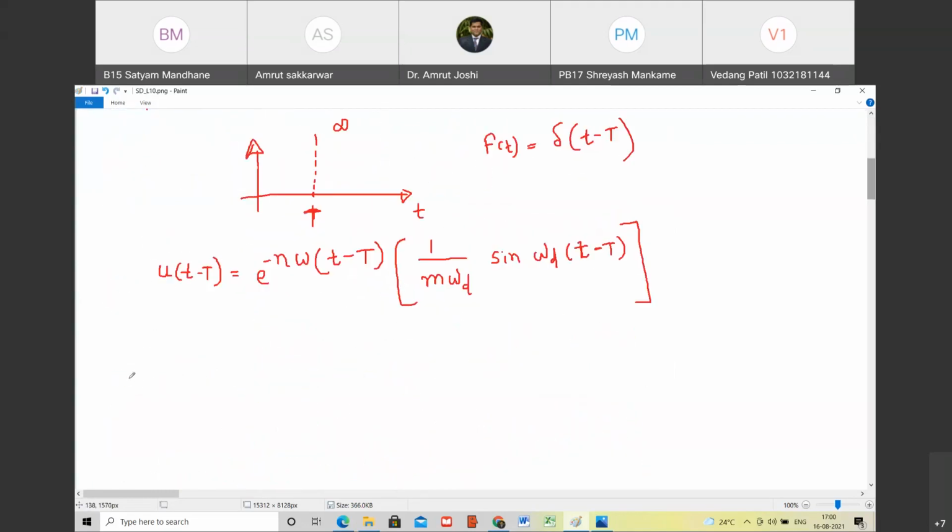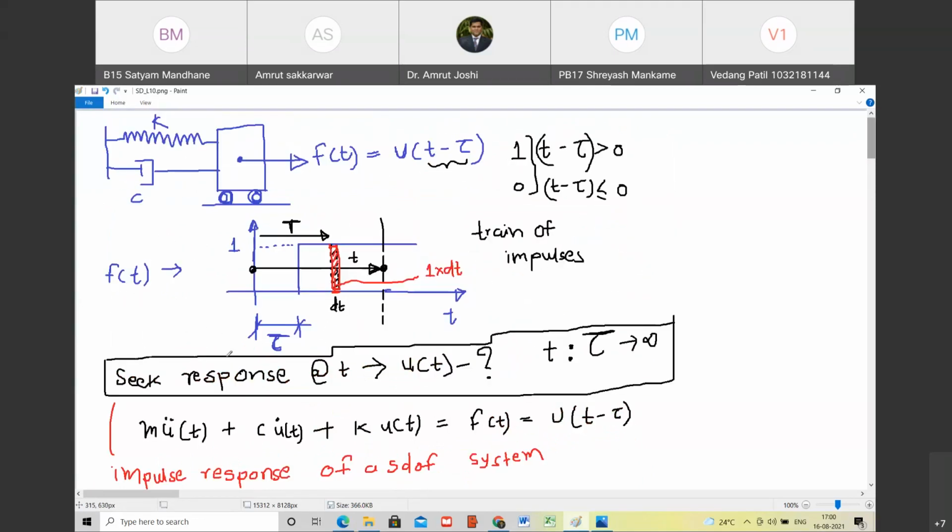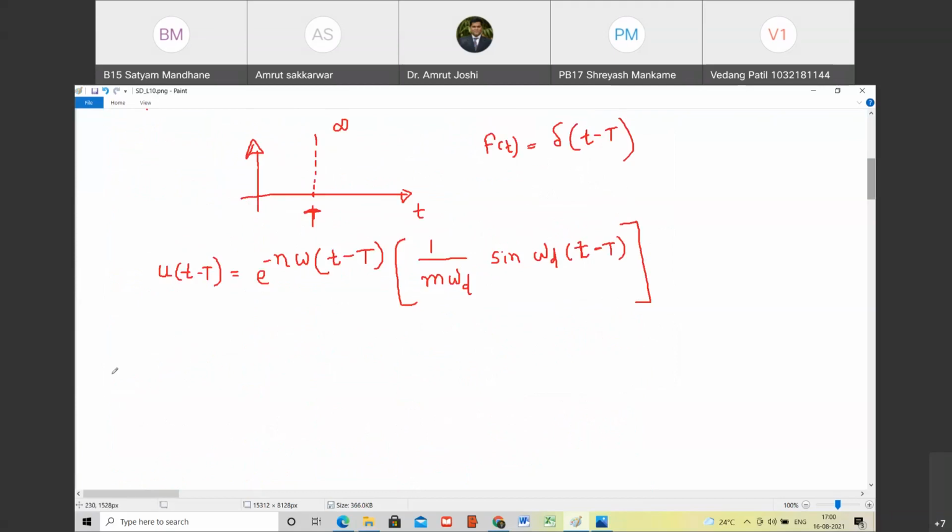Are you getting my question? Yes, sir. What will be the response of this single degree of freedom system to an impulse of magnitude dt at time T? I know the response of the single degree of freedom system to a unit impulse at time T. Do you agree with me? Yes, sir. If you know the unit impulse response, how will you find it for dt? You have to multiply it by dt. Do you agree with me?